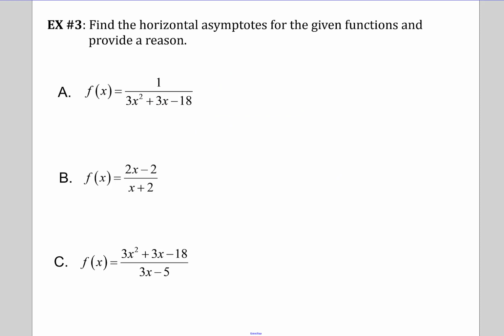Can you find the horizontal asymptote for the function and give a reason? In the first one, the bottom power is greater than the top power because the top power is to the 0 power. So that's how we know x to the 0 is smaller than x to the second. So our horizontal asymptote is y equals 0.